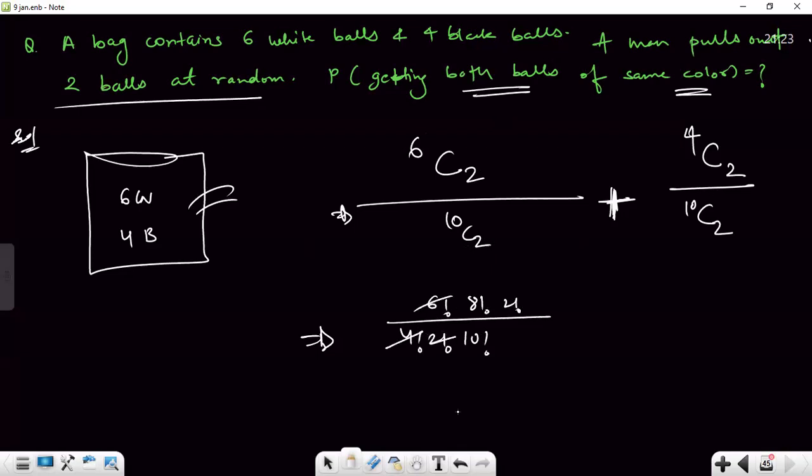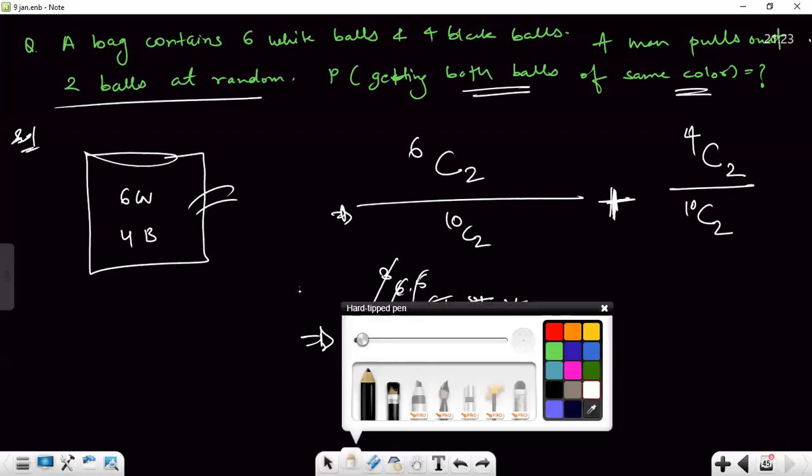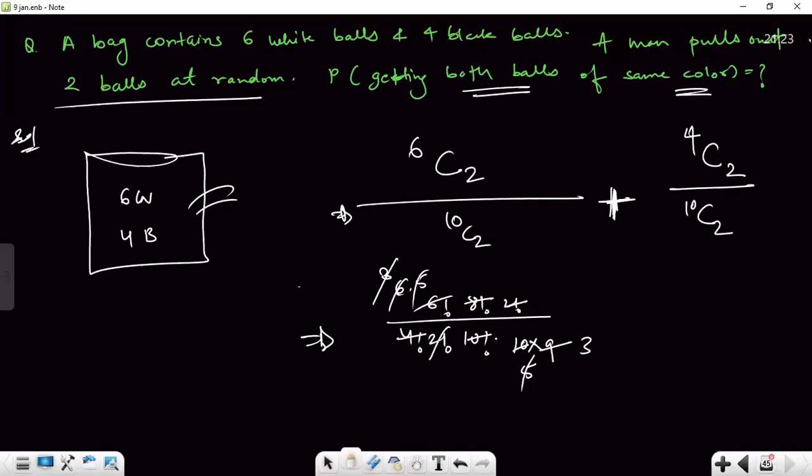6 factorial gets cancelled by 4. 6 into 5. 2 cancels 6 by 3. 8 factorial cancels 10 factorial by 10 into 9. 3 cancels 9 by 3. 2 factorial cancels 10 by 5. 5 cancels 5. This has become, sorry, this has not become this. This is the first step only. Is there anything else left? Anything left? No.